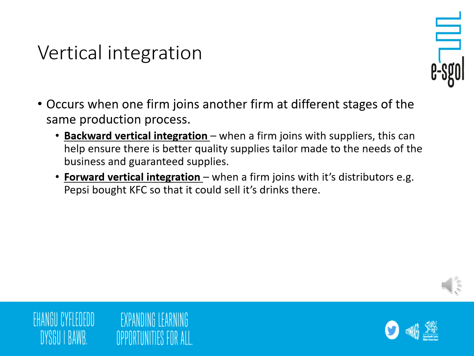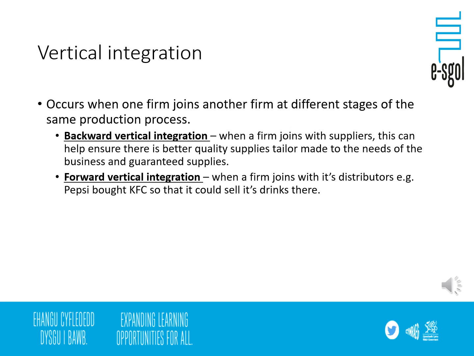Another type of integration is called vertical integration. So this occurs when one firm joins another firm at different stages of the same production process. So we've got two types. We've got backward vertical integration. So think of it as a line, a vertical line. So that backwards vertical is when a firm joins with its suppliers, it goes backwards. So this can help ensure there is better quality supplies tailor-made to the needs of the business and guaranteed supplies. So they're joining together.